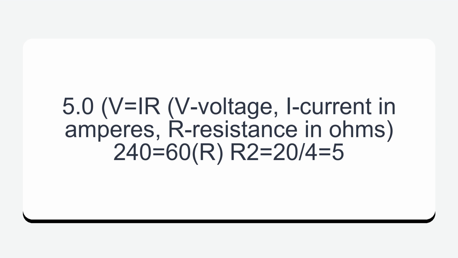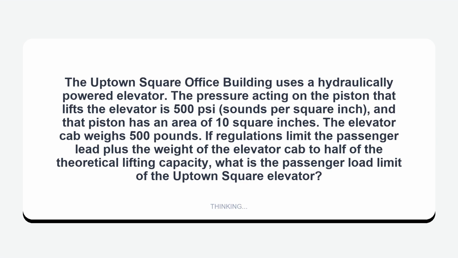The Uptown Square office building uses a hydraulically powered elevator. The pressure acting on the piston that lifts the elevator is 500 pounds per square inch, and that piston has an area of 10 square inches. The elevator cab weighs 500 pounds. If regulations limit the passenger load plus the weight of the elevator cab to half of the theoretical lifting capacity, what is the passenger load limit of the Uptown Square elevator? 2,000 pounds.